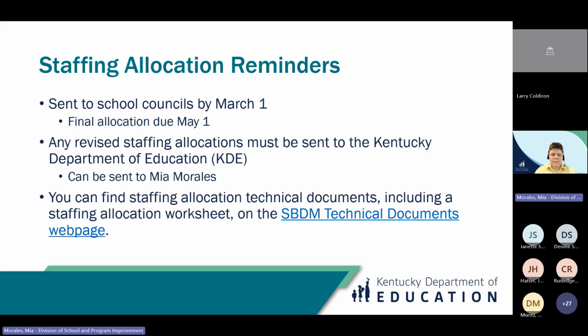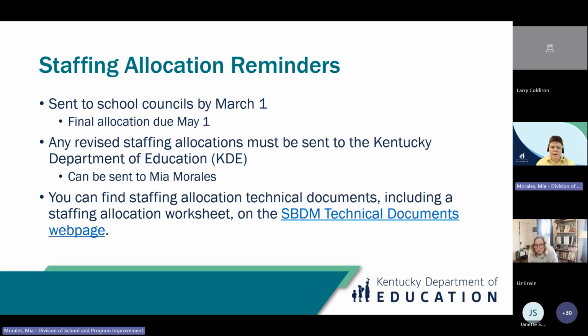Some staffing allocation reminders. So the tentative allocation reminders are due to school councils by March 1st, with the final due on May 1st. If there is any revision in the staffing allocation policy or guidelines, please make sure to send those revisions to me, Mia Morales. And then I just want to take a minute to review some of our different technical documents that you may find on our webpage.